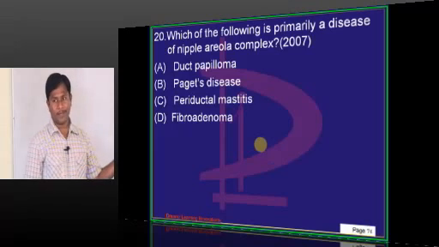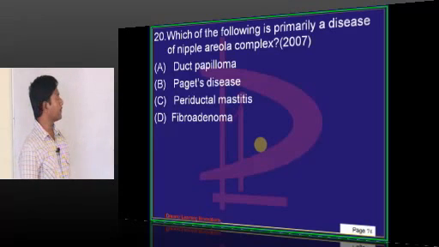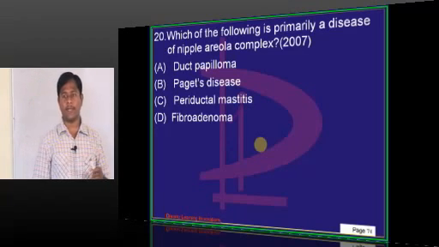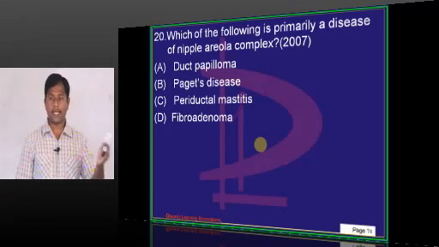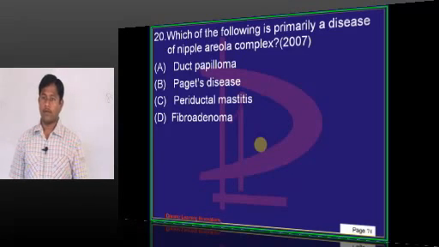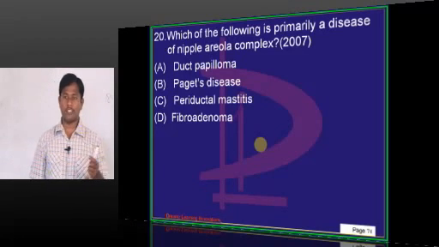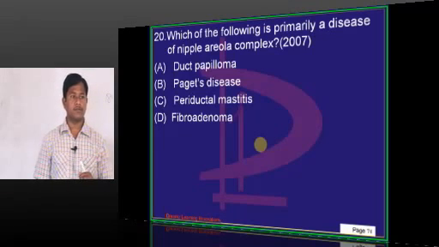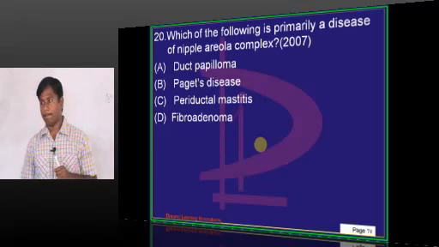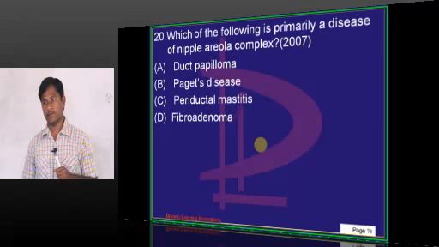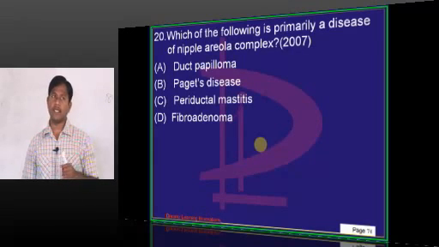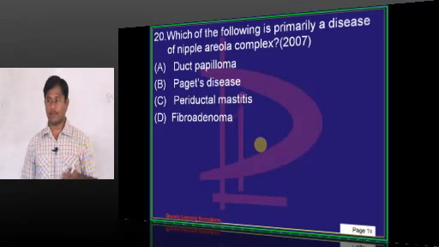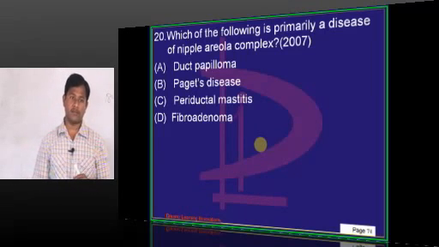Which of the following is primarily disease of nipple and areola complex? Paget disease. What is one more disease which affects the nipple and areola complex of the breast? Not cancer, I am asking. What are the diseases which affect mainly the nipple and areola complex of the breast? One is eczema. Next, ductectasia can affect, but not exactly nipple and areolar complex, particularly.